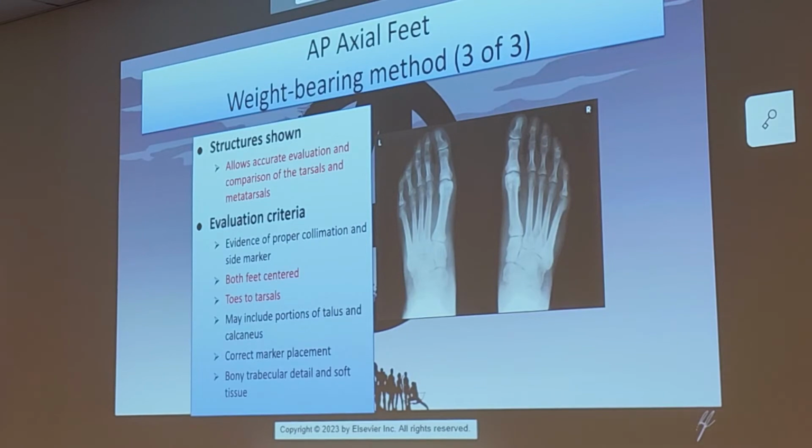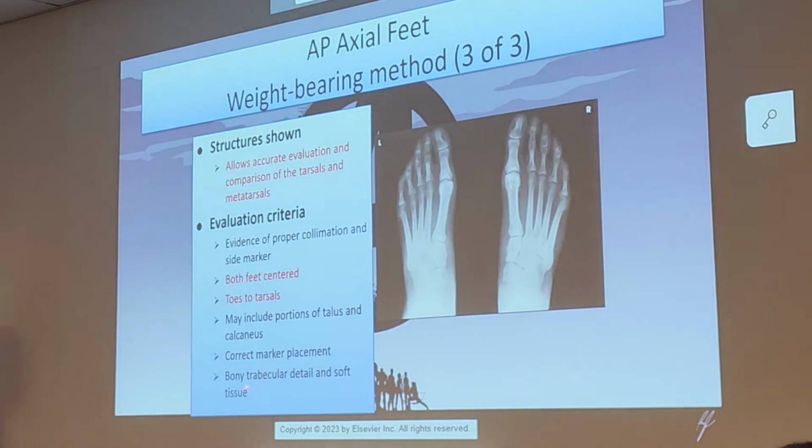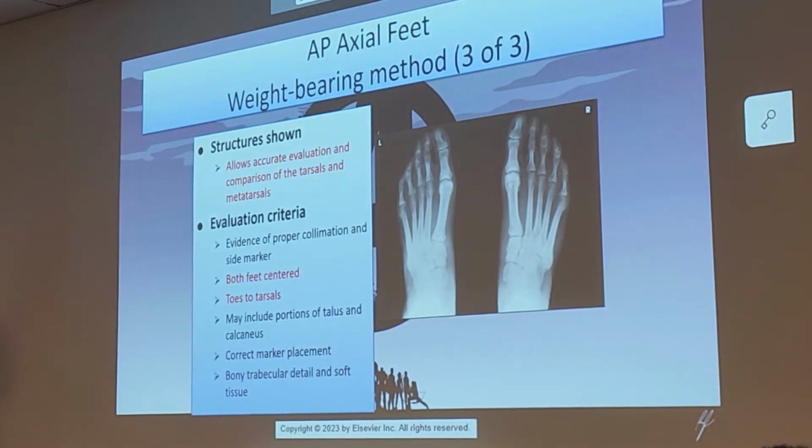And how many markers do we use? One or two? Two, right? And then the bony trabeculae detailed in the soft tissue as well. So would you say this is an acceptable image, or would we send this, or would we redo this?